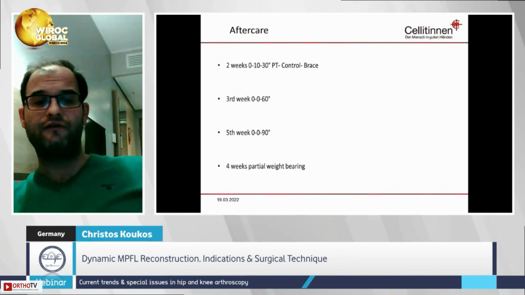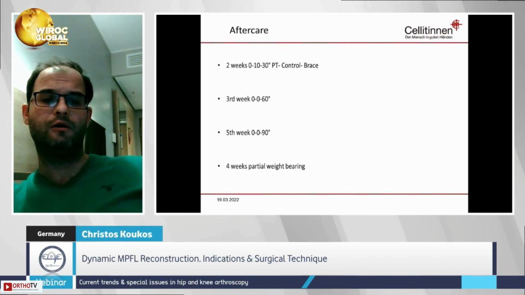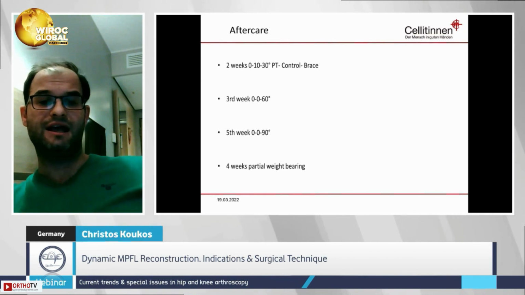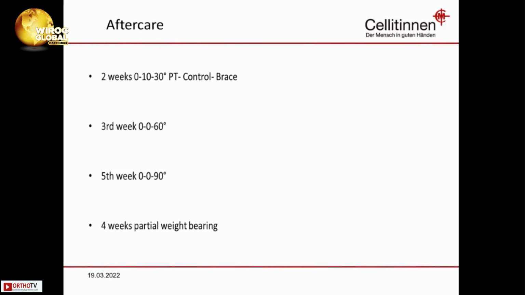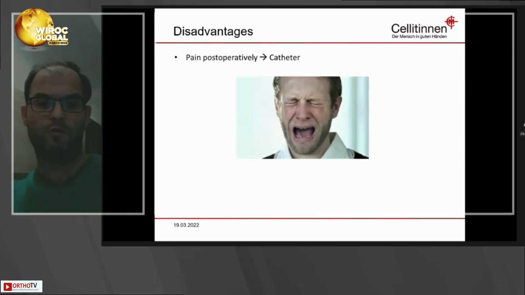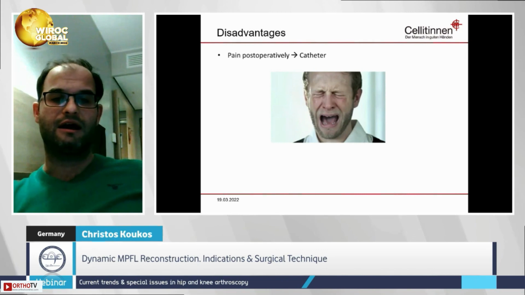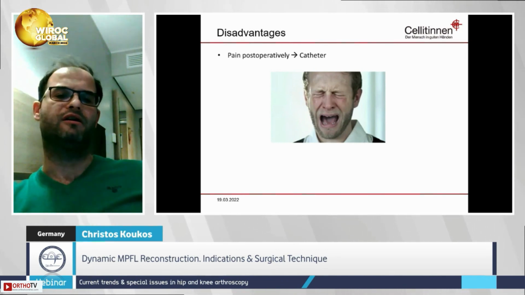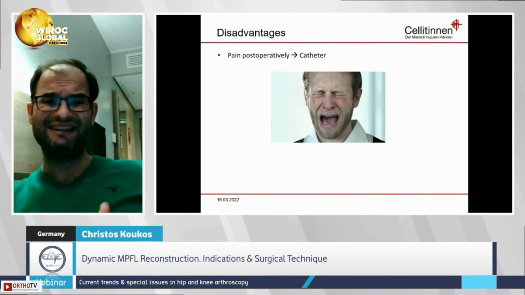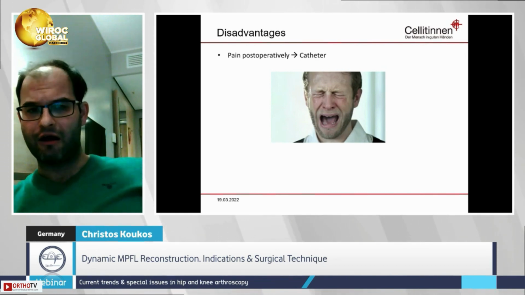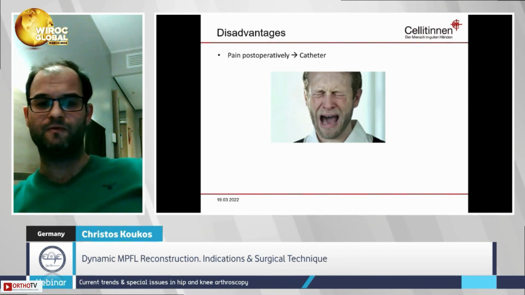So the aftercare after the operation is 2 weeks of a PT control brace in 0, 10, 30 degrees. And then for weeks 3 to 5 you have 0, 0, 60 degrees, and the following 2 weeks, 90 degrees. For weight bearing, for 4 weeks we give the patient partial weight bearing, and then he can proceed with full weight bearing. The only disadvantage of this procedure is the pain postoperatively because of the tension of the tendon. That's why we use a catheter that our anesthetists place on our patients.